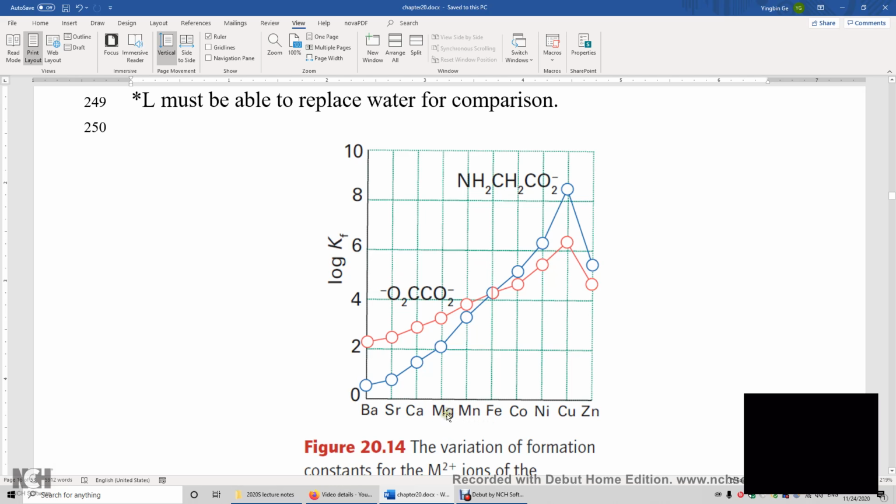And then from magnesium all the way to zinc, again, we observe the decrease of the ionic radius causes the increase of this formation constant, except for zinc. We're going to talk about zinc later. But from magnesium to copper, we see the value of K sub F increases from here to here and from here to here. Again, we have two different ligands, therefore we have two different series over here, but they show the same trend. When the ionic radius decreases, this K sub F increases.